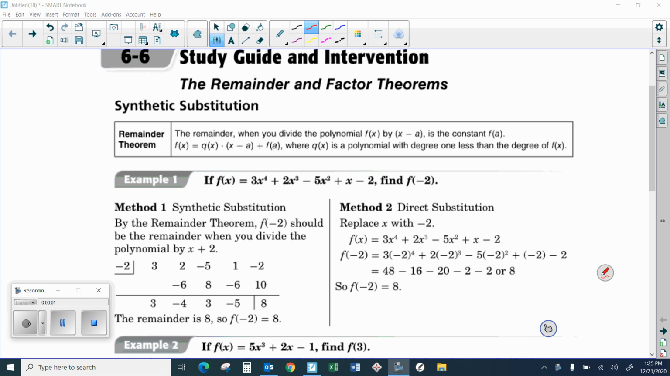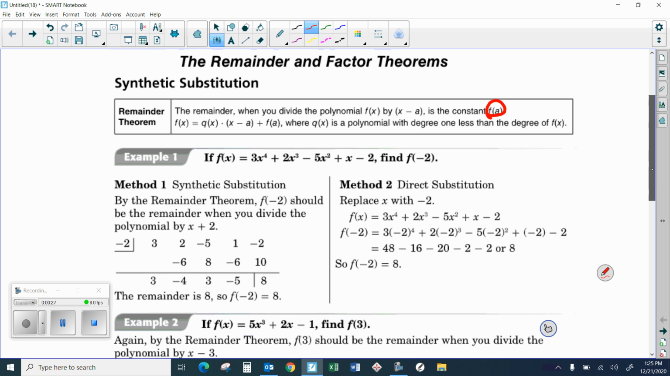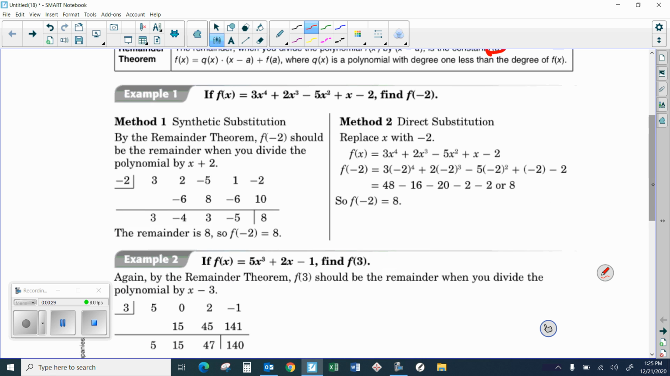Okay, students, we're going to talk specifically about the remainder and factor theorems here. In doing this, you use synthetic division, which we've already done before. We did synthetic division with long division. The remainder, when you divide the polynomial, is the constant f of a. That means if you plug a into that function, that's what you would get. So the remainder is what you'd get if you plug the function in. We've gone over this. I've explained this before, so let's just look at it here.